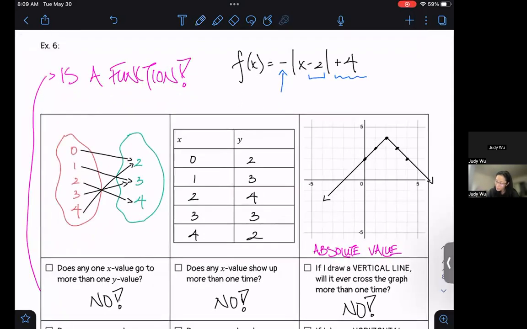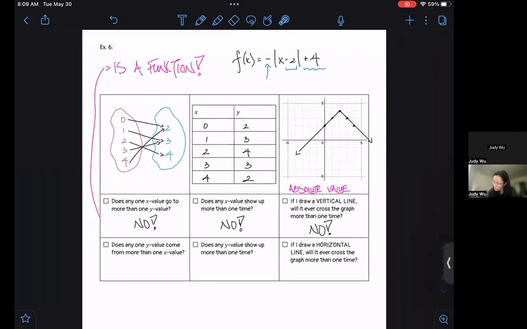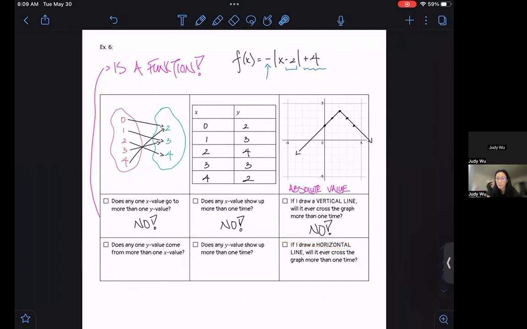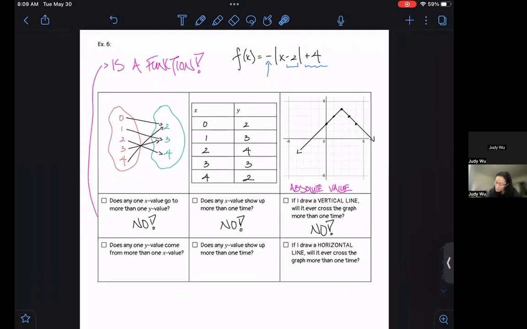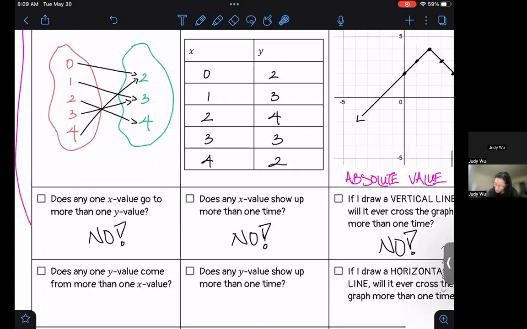All right. So far we have an equation, a relation that is a function, but now we need to say, is it a special kind of function? Is it a one-to-one function? Okay. So let's start with our mapping diagram. The question is, does any one y value come from more than one x value? So let's look at how many arrows are going into the y values.